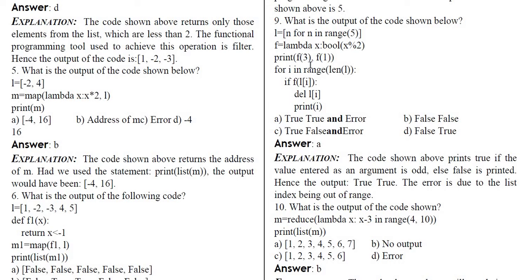So we will see here that the value will be true. First it's odd, true, then again true, and for this it will give you an error, because the list index is out of range. That's why it will give an error.